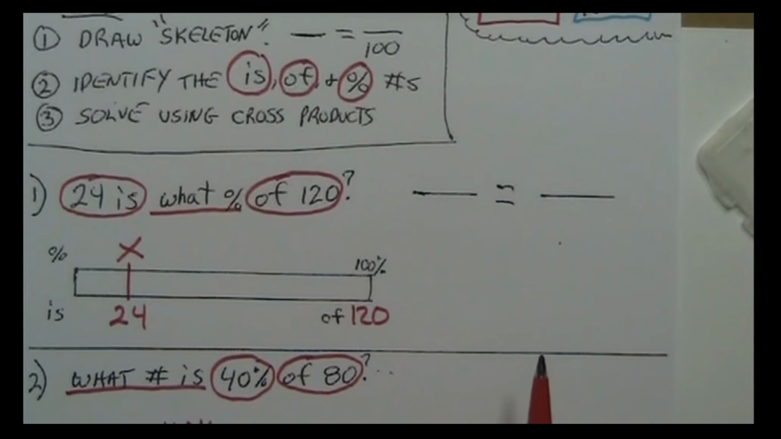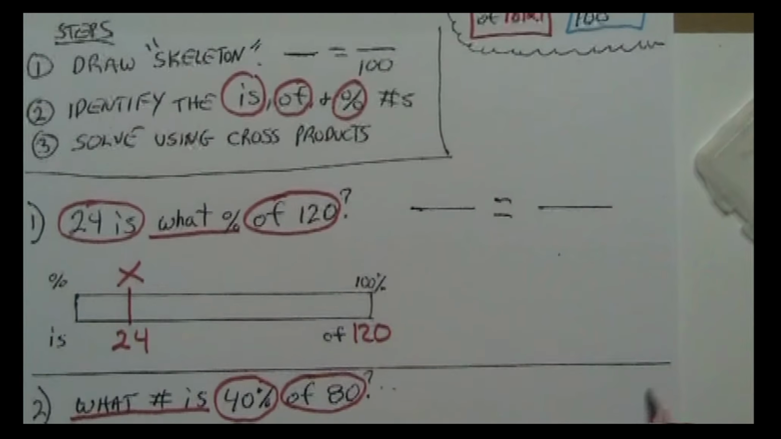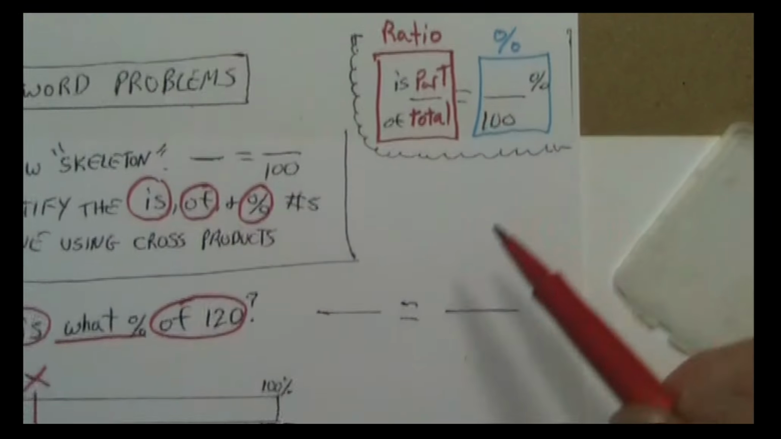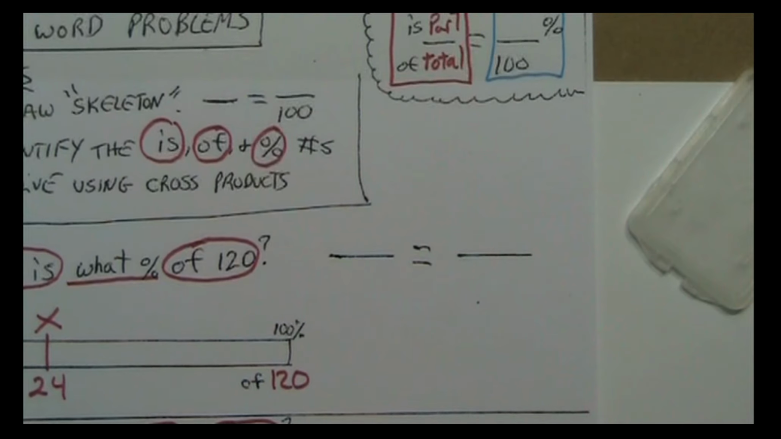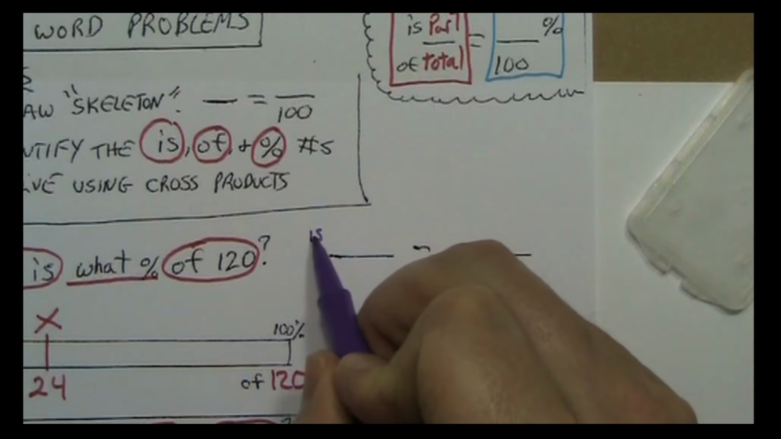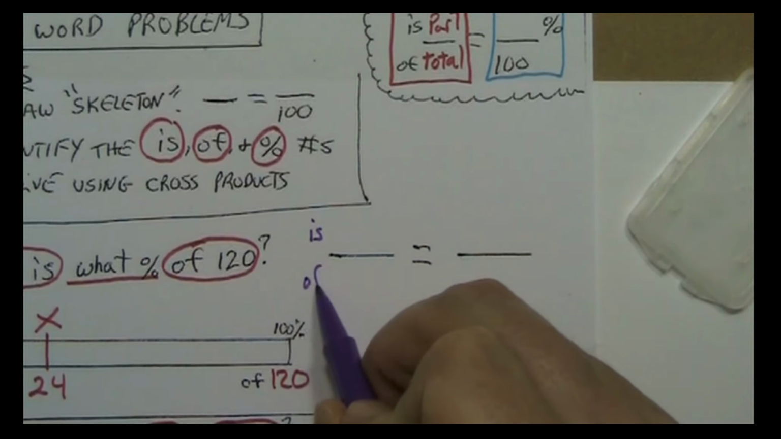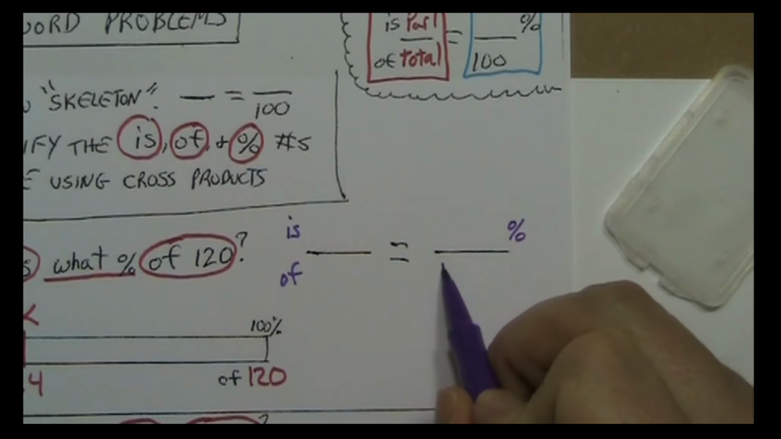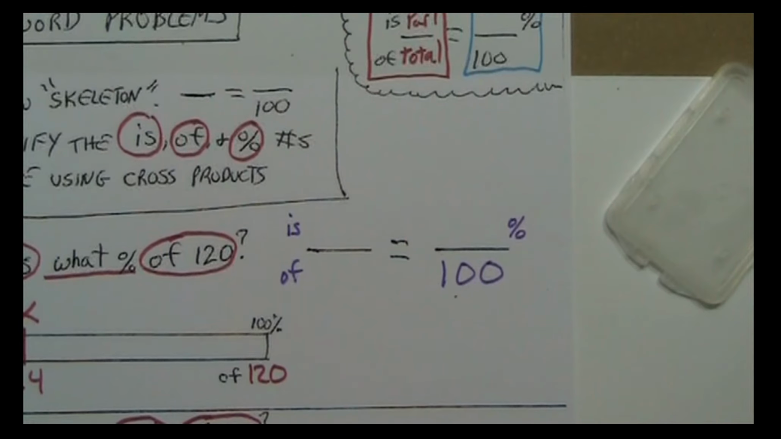So if you want to, we can just look right over here. Now remember, notice up here it's is of percent 100. So I'll just write that in a different color here. This is the is number. This is the of number. This is a percent number. And this is 100.